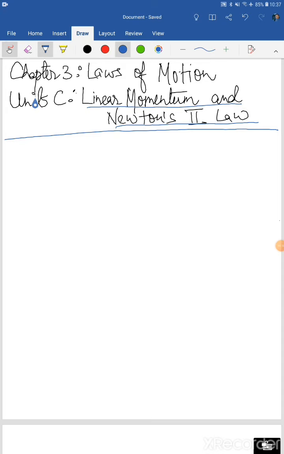Okay, hello class. We're again back. We are doing chapter number 3, Laws of Motion. Today we'll begin with Unit C, Linear Momentum and second law of motion, Newton's second law of motion.